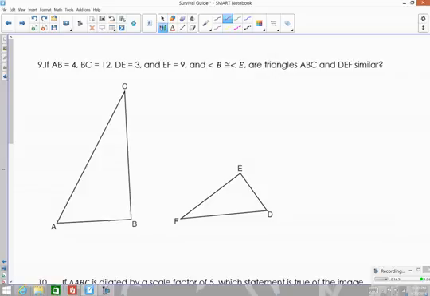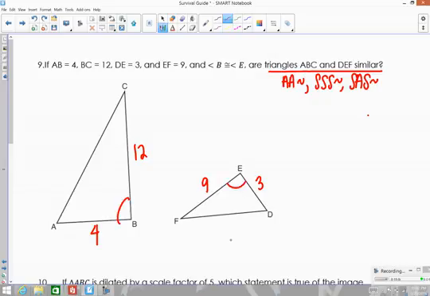Example number 9 here is asking us to determine if the triangles are similar. So again, if you're trying to decide if they're similar, that means you need to identify them as similar by angle-angle similarity, side-side-side similarity, or side-angle-side similarity. And remember, the angles are congruent, the sides are proportional. So if we look at what they give us, they say AB is 4, BC is 12, DE is 3, EF is 9, and they tell us that these angles are congruent.